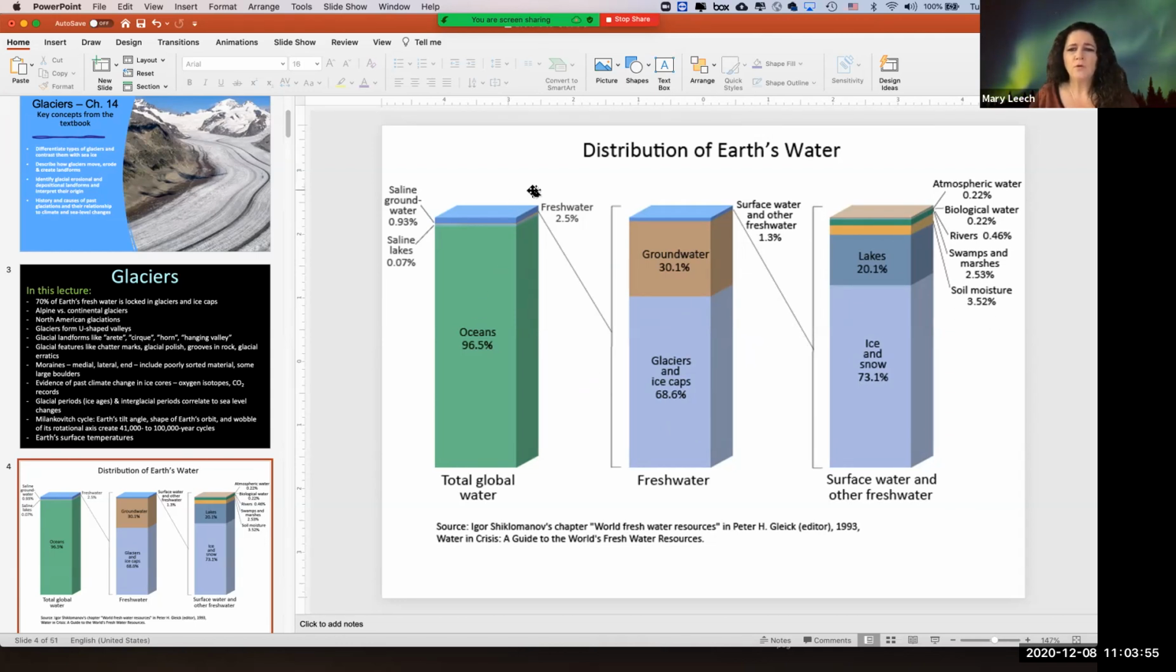Okay, Earth's water. 2.5% of Earth's water is fresh water, and 96.5% is salt water in the oceans. There's a small percentage of saline groundwater and saline lakes, like Mono Lake or the Dead Sea, something like that.